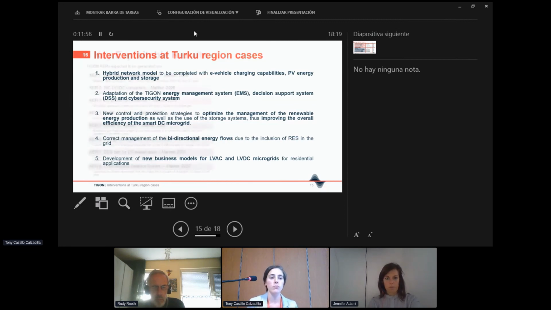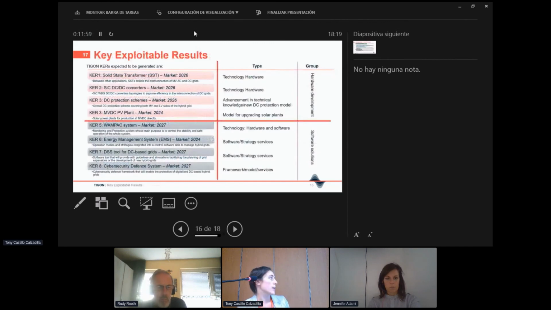In general, the last two slides are related to the key exploitable results of the project, which are, of course, results related to both technology solutions, models, and software or strategy services. So we have the technology aspect in terms of the solid state transformer or the converters, or the system. But of course, we have the different software key exploitable results.